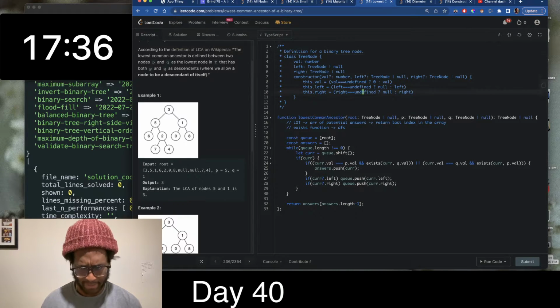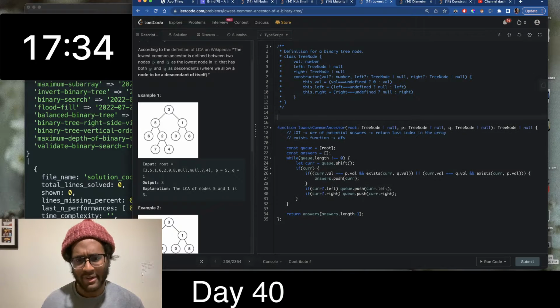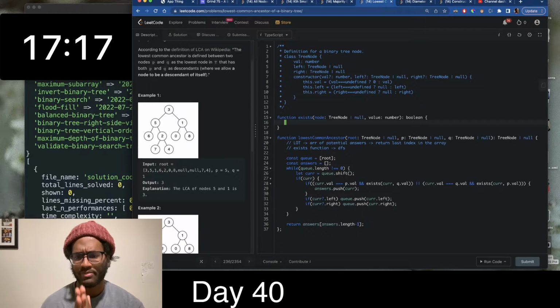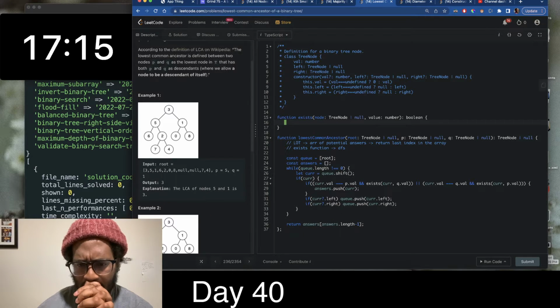minus 1. And what we're going to need to finish this is this exists function, which would take a node, which would be a tree node or null, and a value that we're searching for, which is going to be a number. Return a Boolean.